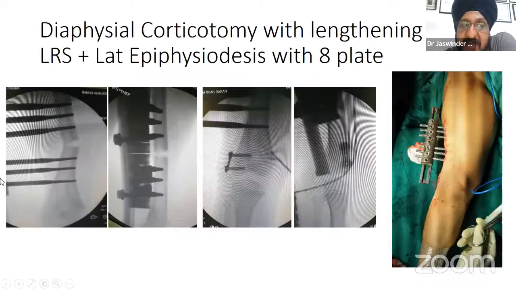So this is what we did. We did a distal third corticotomy, and we put an LRS with 3 pins above and below. That was a lateral picture, along with the lateral epiphysiodesis. And that's it. That's an AP and lateral picture. And that is how it looked on table.